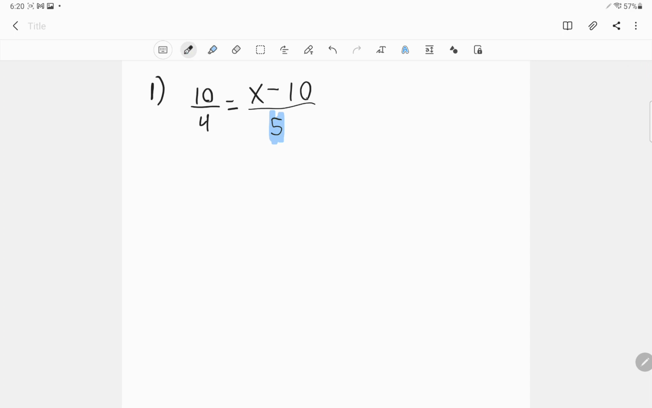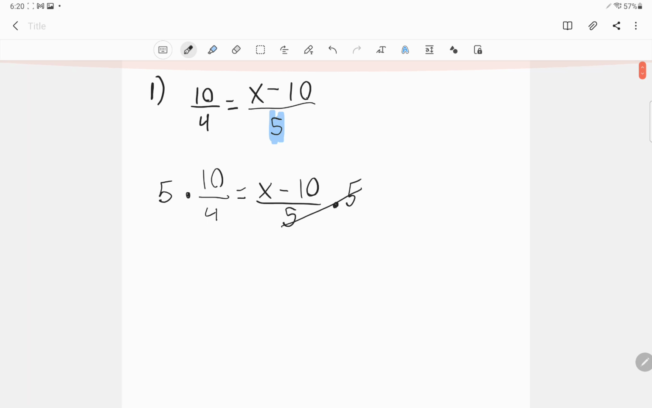So I'm going to have 10 over 4 times 5. And what you might be asking, why are you multiplying by 5? Well, the reason is I want to move the 5 from this side to this side. So I'm going to multiply by 5 on both sides. It's going to cancel those two 5s out, and over here I'm going to have 50 over 4 is equal to x minus 10.